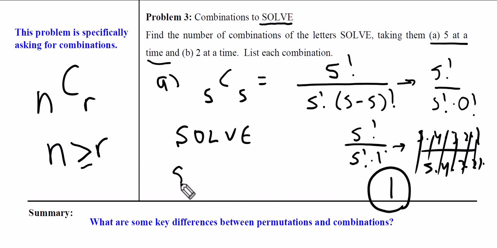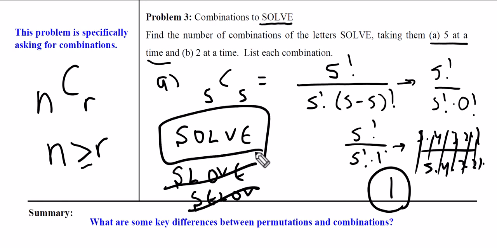Now you're thinking, Mr., what about SLOVE or SELOV? Oh, those are permutations. So what we're saying is that as long as we use all 5 letters, it counts. So this would be technically a repeat, and this would be a repeat, and any other 5-letter permutation is a repeat, and so we only counted this once. Okay, so repeats that have the letters in different orders, that doesn't count for a combination. It counts for a permutation, but not a combination.